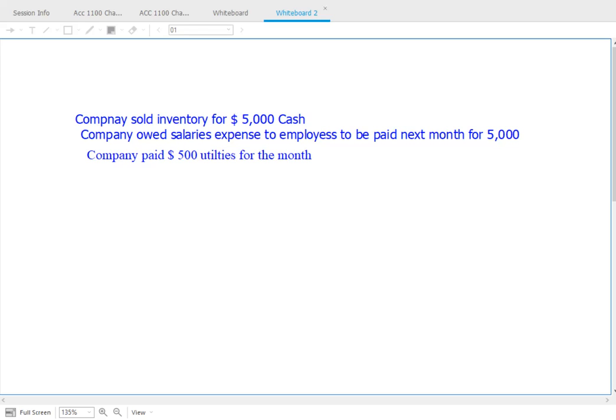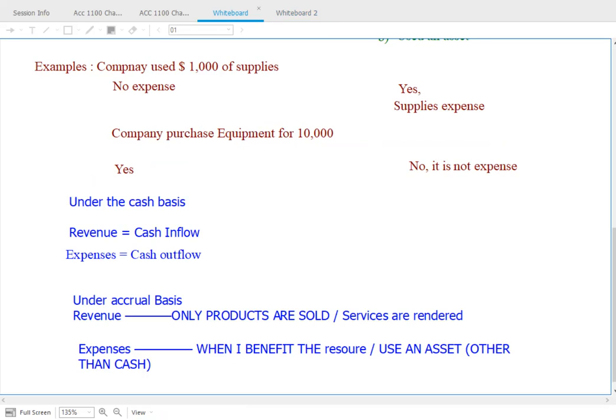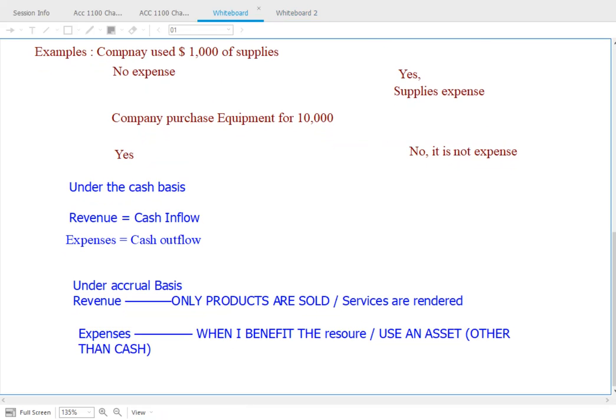Company sold inventory for 6,000 or 7,000 on account. Company purchased machine for $4,000 cash.